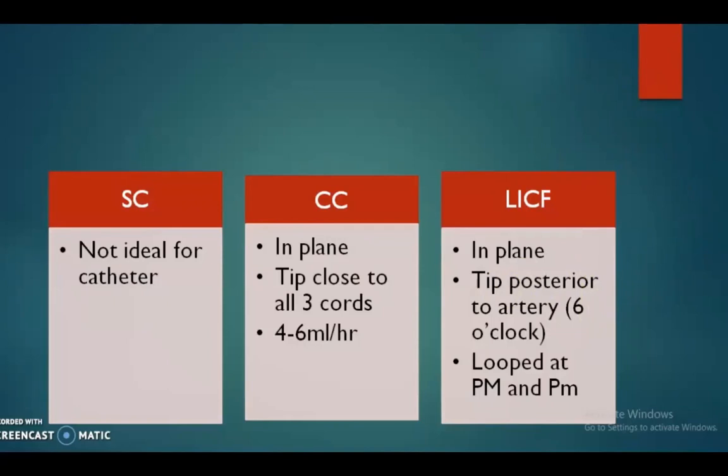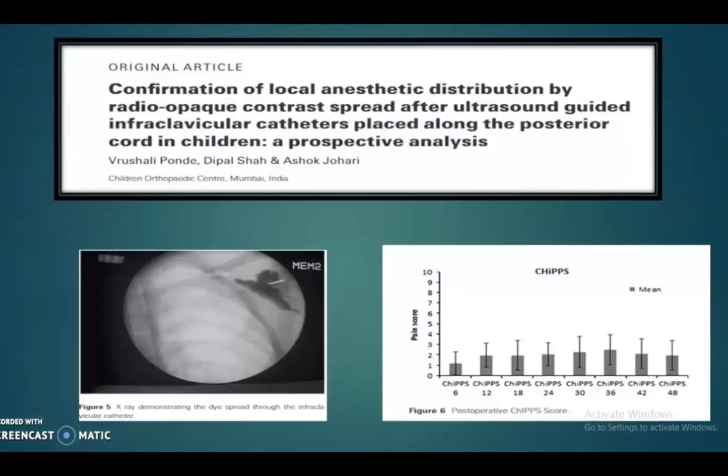So this was a study published by Vrishali ma'am, in which they inserted infraclavicular brachial plexus catheters for pediatric patients undergoing forearm surgery. They studied the effectiveness of the catheter by keeping the catheter tip near the posterior cord. They studied both the contrast spread through the catheter as well as the postoperative pain scores in the patients, and they found that this is an ideal location to place the catheter tip, which causes good neurovascular spread and good effect.